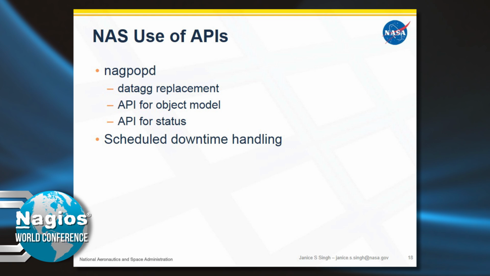So how we use the APIs. We have our new daemon, nagpopd, which I couldn't get people to actually use that name until I wrote this presentation, so that was helpful. We use the APIs for the object model and for the status. Another thing I'm going to talk about is how we handle scheduled downtime, because that uses an external program. It's an example of how you can use Nagios to talk to other programs.